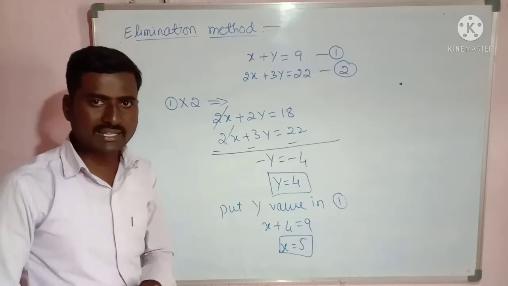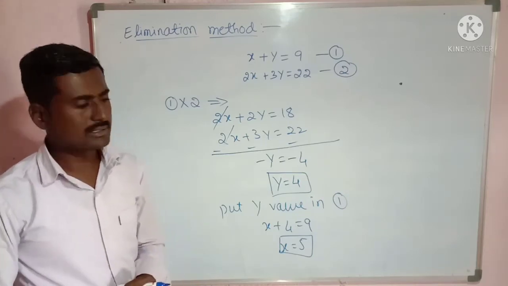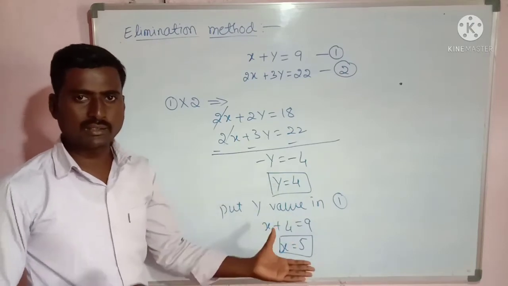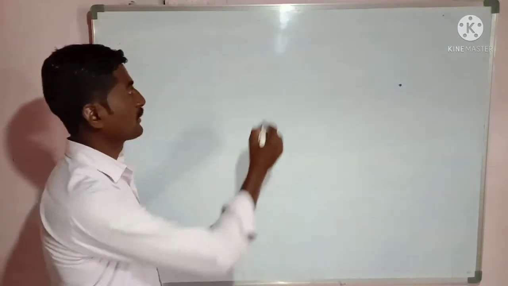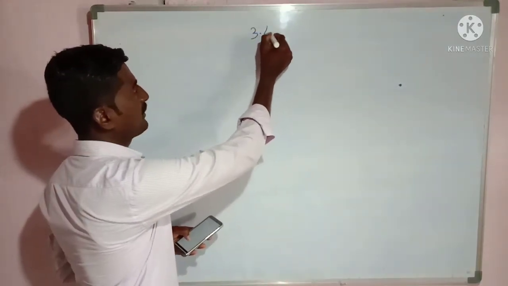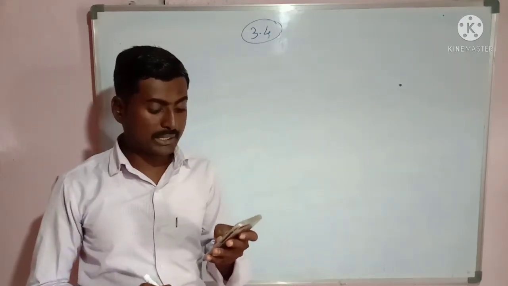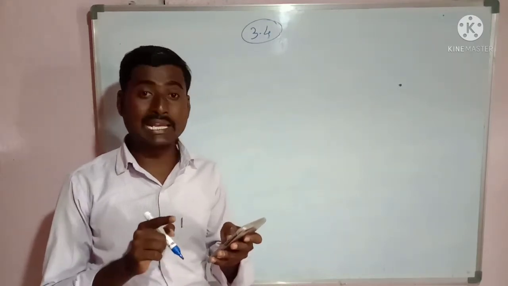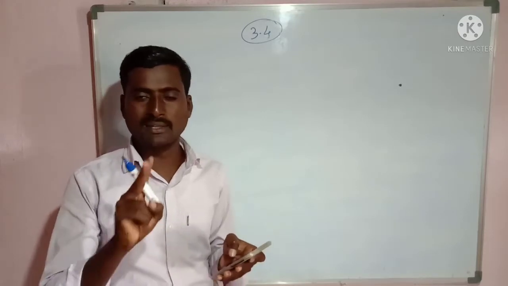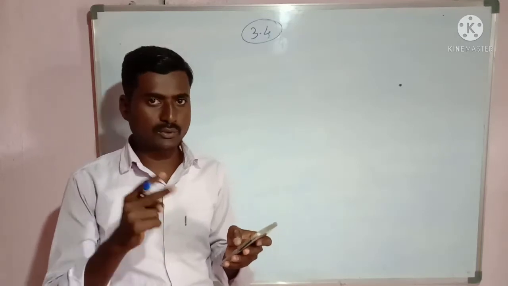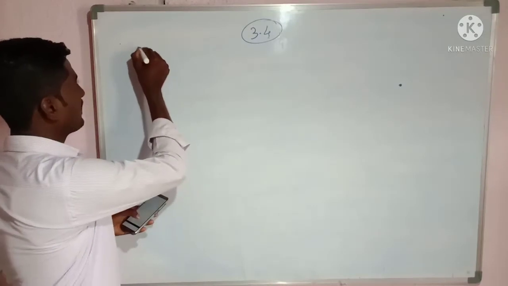Now we shall solve some other examples, either from exercise or some other example questions. So we'll get a clear idea. You can solve by yourself. Now I will start the exercise 3.4. Exercise 3.4. Solve the following pair of linear equations by the elimination method and the substitution method. Two methods. So we have to solve by elimination method as well as substitution method. See the first question in that.